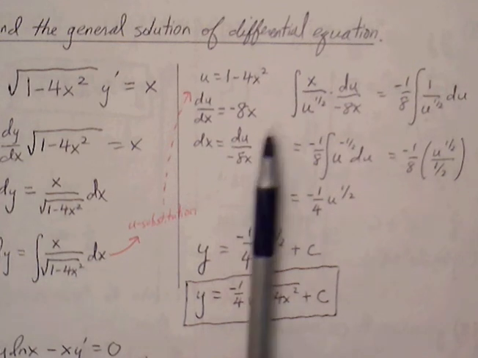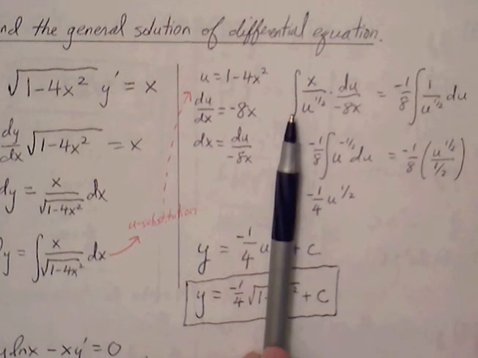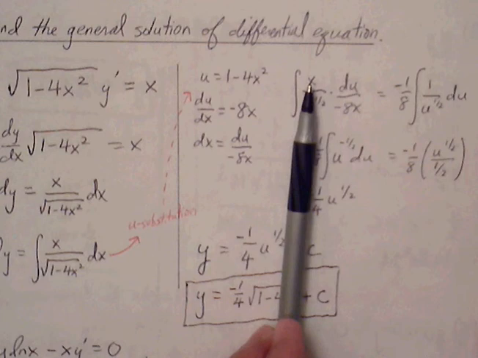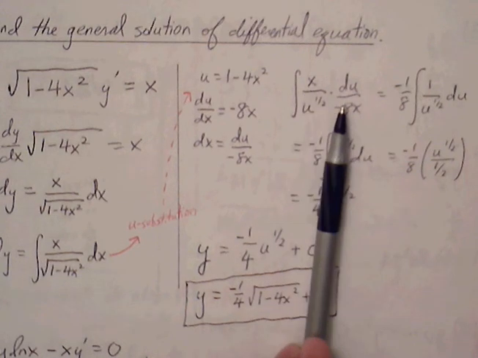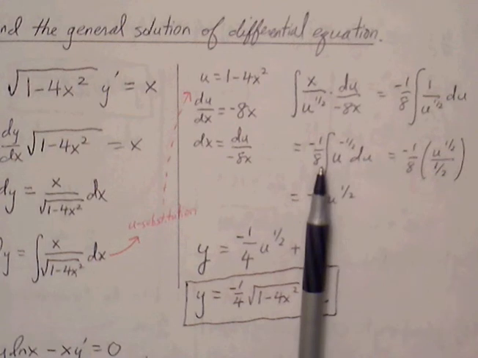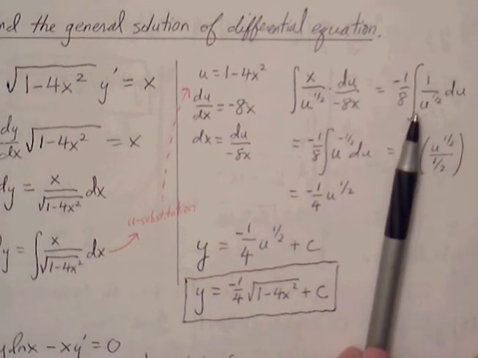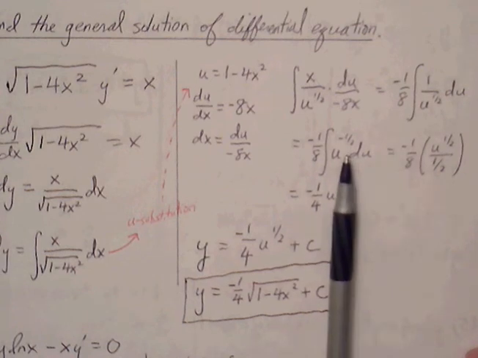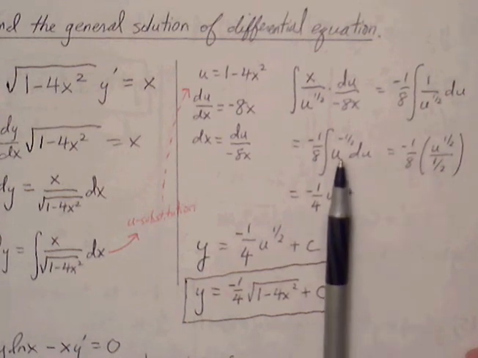We make our substitutions. The denominator gets replaced with u to the 1/2. x is still in the numerator. du over negative 8x. The x's cancel out. Pull the negative 1/8 in front. And we also need to bring the u up to the numerator. Now we're ready to apply the power rule.